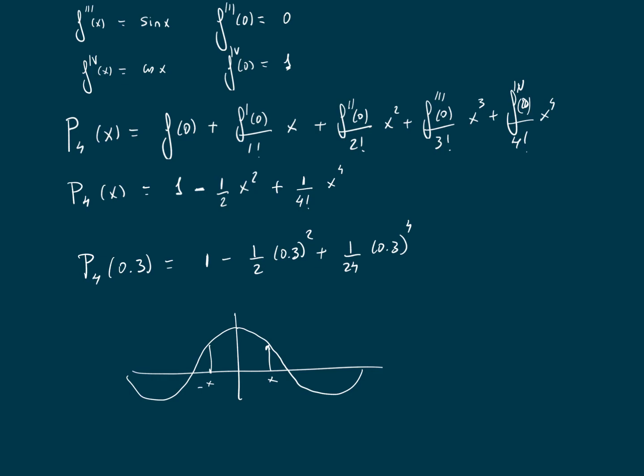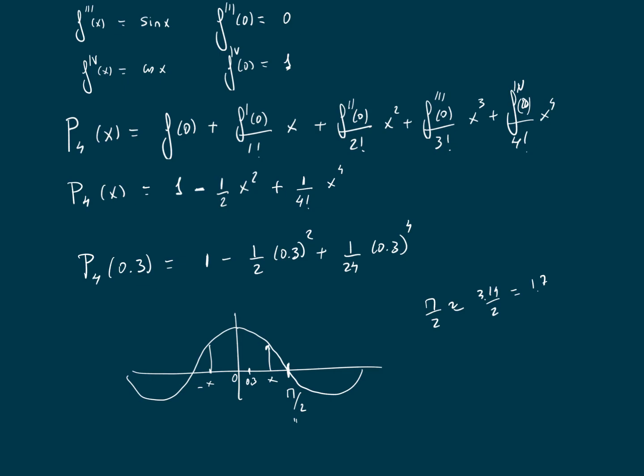Okay, and now the point that he wants me to find is the value of the polynomial at 0.3. What is 0.3 exactly? Well, this is pi divided by 2, this is pi. Cosine of pi divided by 2 is 0. Pi divided by 2 is approximately 3.14 divided by 2, which is 1.7 more or less. So 1.7 is this point, pi divided by 2. So 0.3 is a point next to the 0. 0.3 is here.